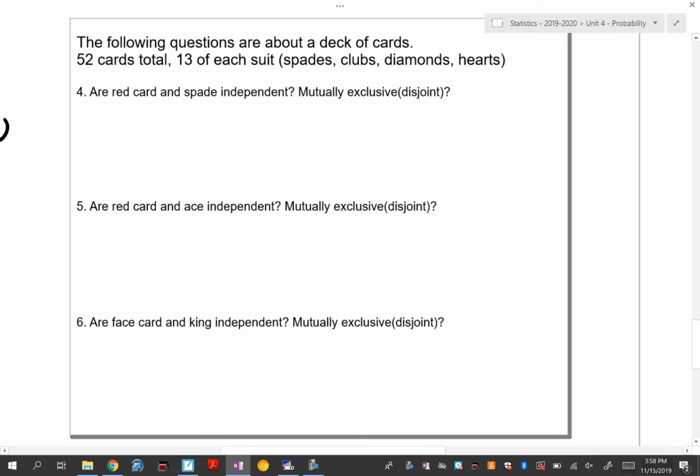Are red card and spade independent? All right, now watch this process because you have to do this for a quiz on Wednesday next week. Wednesdays, pick one. You want to pick red card or spade? Red card. All right, let's find the probability that we get a red card. Out of 52 cards, what's the likelihood that it's red? 26. So 0.5. Okay? Now watch this. This is where it gets a little confusing.